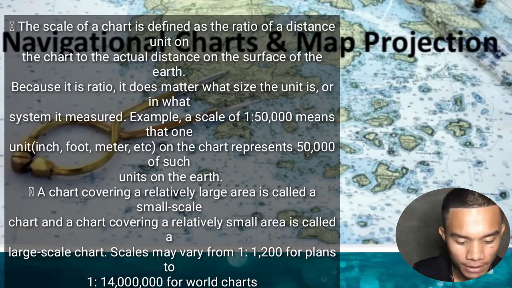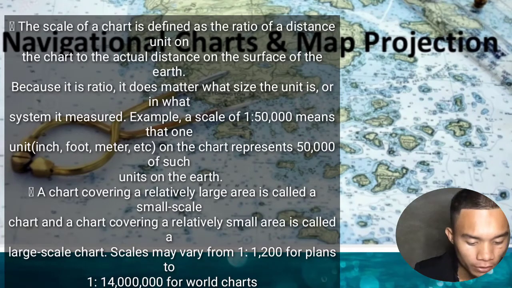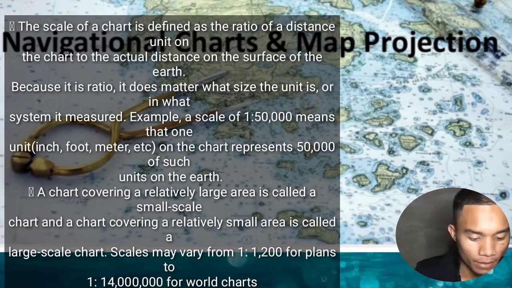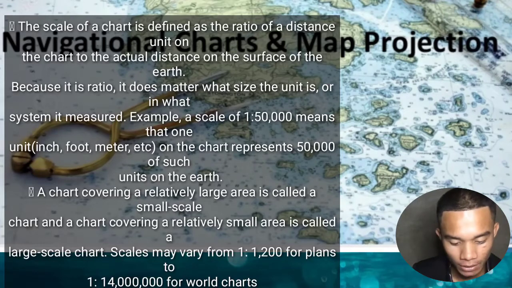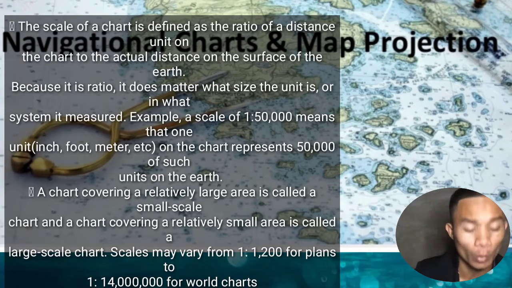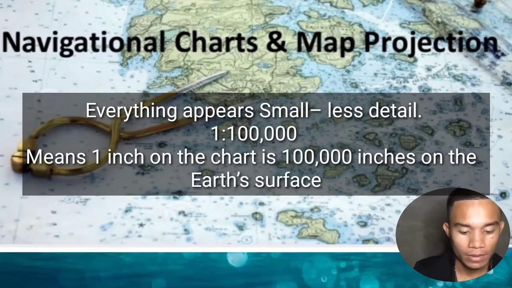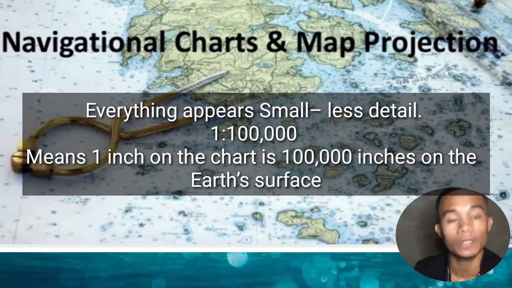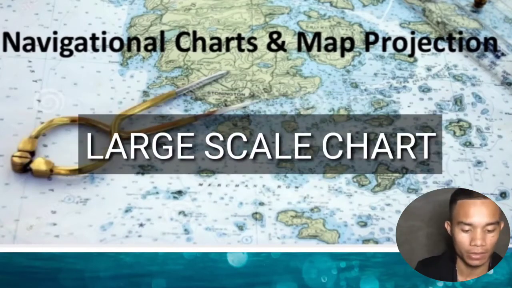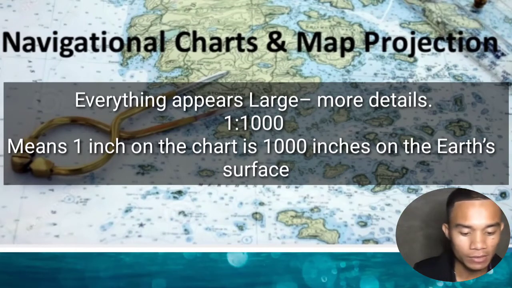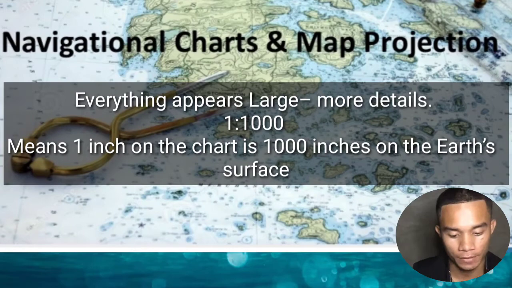A chart covering relatively large areas is called a small scale chart, and a chart covering relatively small areas is called a large scale chart. Scales may vary from 1 to 200,000 for plans to 1 to 4 million for world charts. Small scale charts: everything appears small, less detailed. 1 to 100,000 means 1 inch on the chart is 100,000 inches on the Earth's surface. Large scale charts: everything appears large, more details. 1 to 1,000 means 1 inch on the chart is 1,000 inches on the Earth's surface.